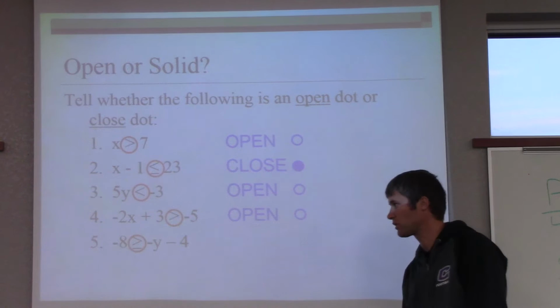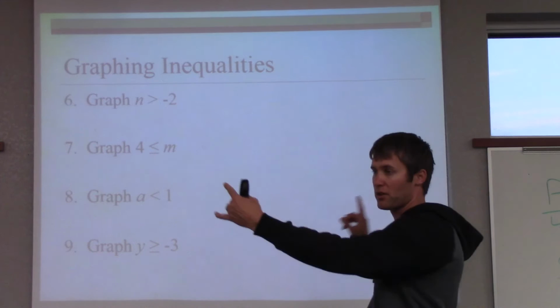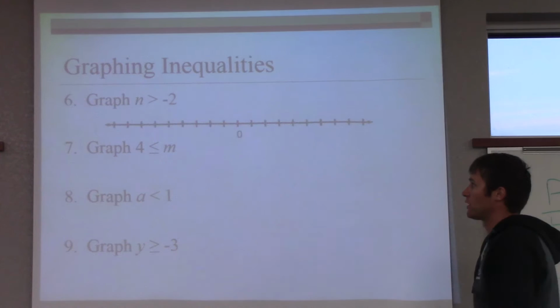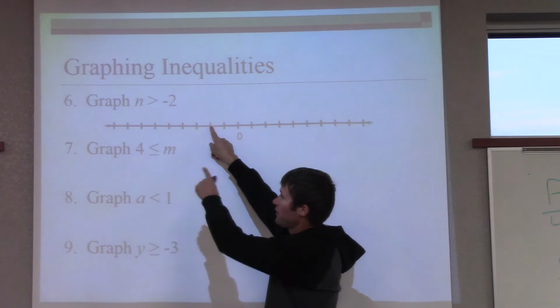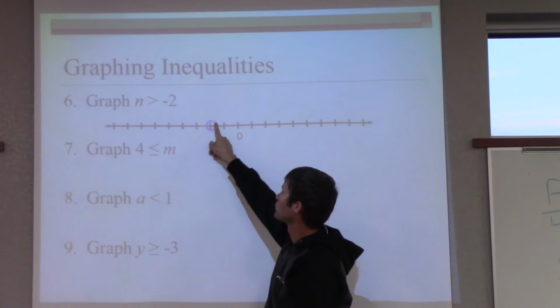So now we're going to graph these. We're going to graph them on a number line. So our number line is just a straight line. So graph n is greater than negative 2. So we go to negative 2, it's greater than, so it's an open dot. We want values that are greater than that. N is bigger, so we're going to go to values that are larger.